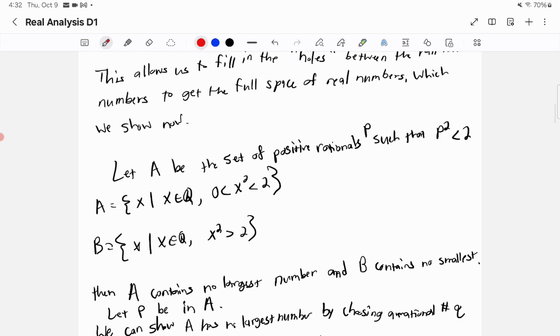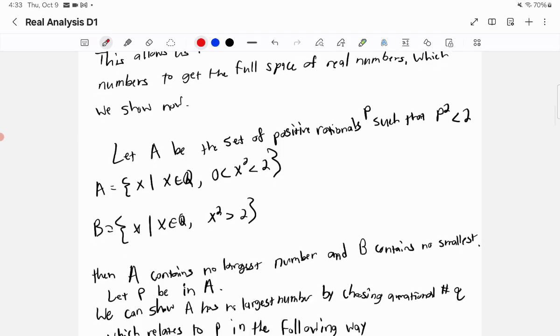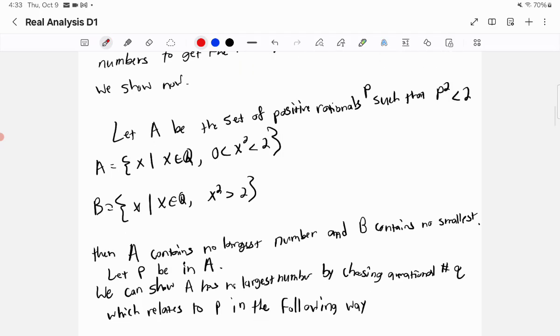So how do we show that there are these holes? How do we show that there are gaps in between the rational numbers? Well, we can start with the square root of 2. We can actually show that the square root of 2 sits in one of these holes. Let's start with that. Why not do that?